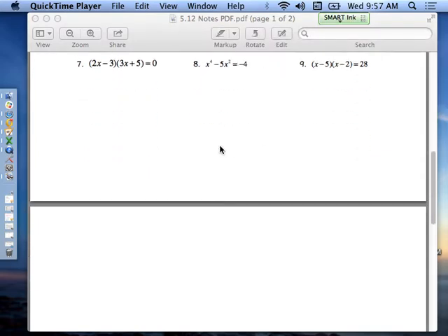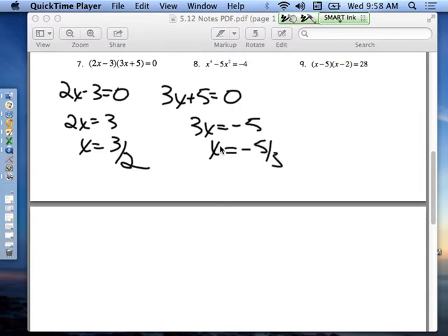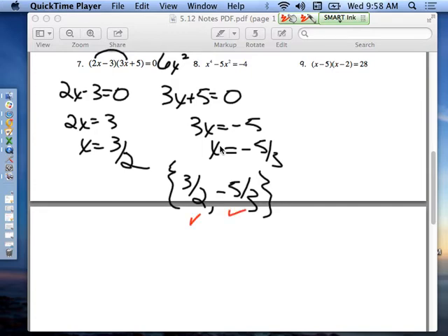Looking at number 7, it's already factored for you, so take each individual factor, set them equal to 0. Here I would add 3 first, and then divide by 2. So 1 root is 3/2. Here I would add negative 5, then I divide by 3. So my 2 solutions for number 7 are positive 3/2 and negative 5/3. A degree 2, my first term would be 6x squared. It's a degree 2 polynomial, which means I can have at most 2 real number roots.